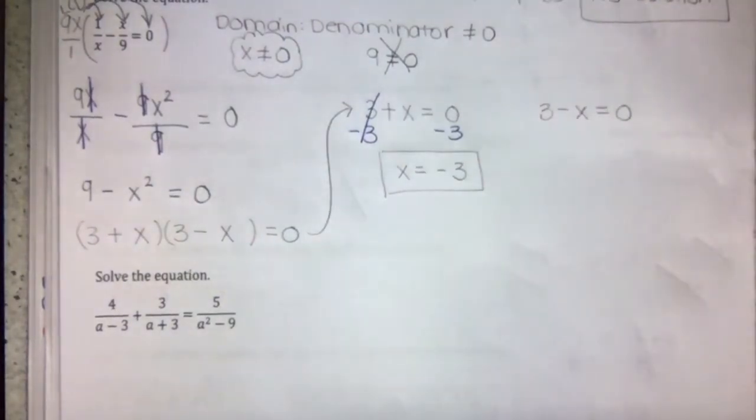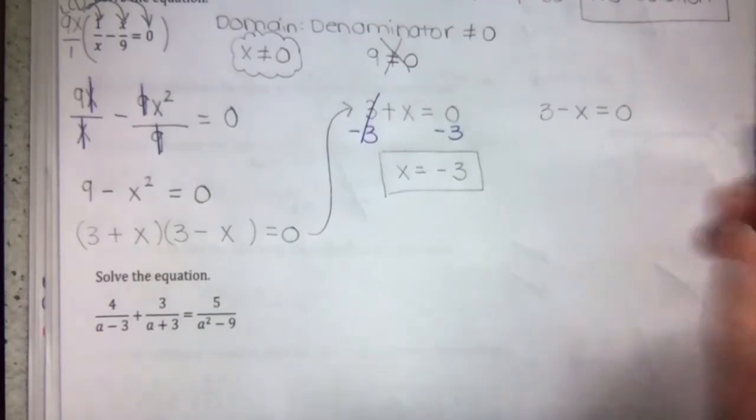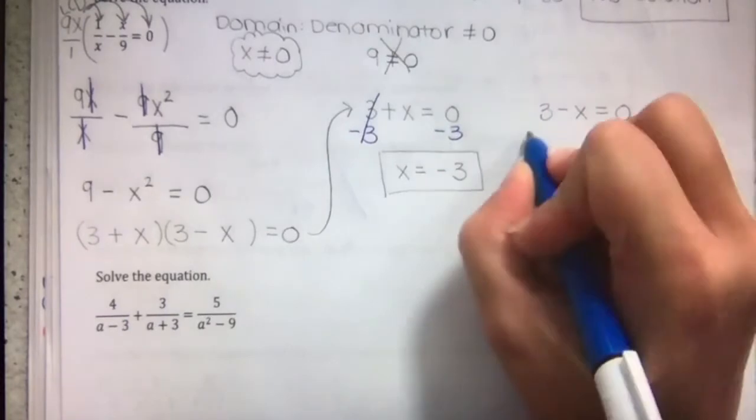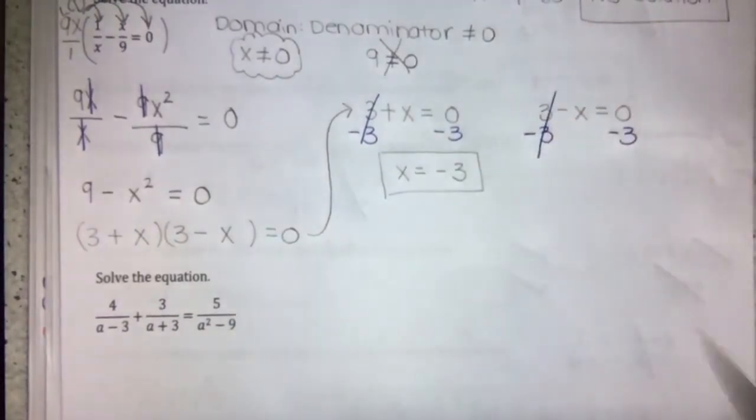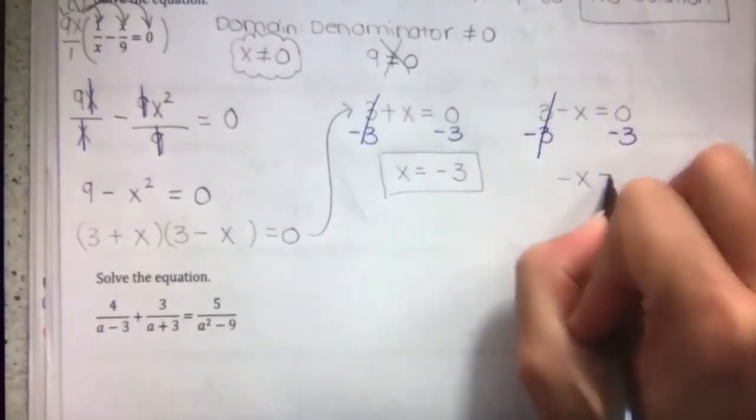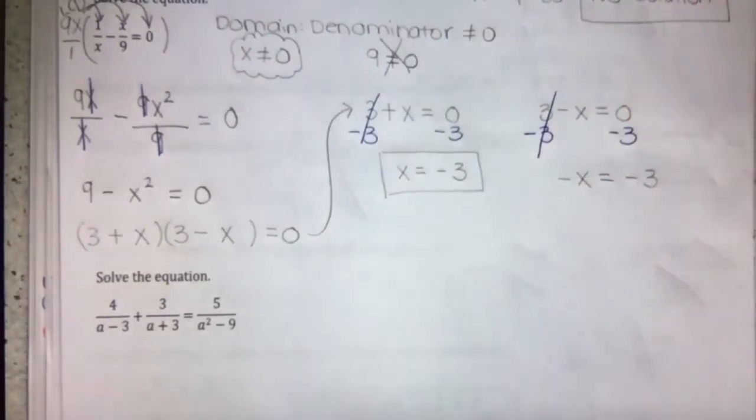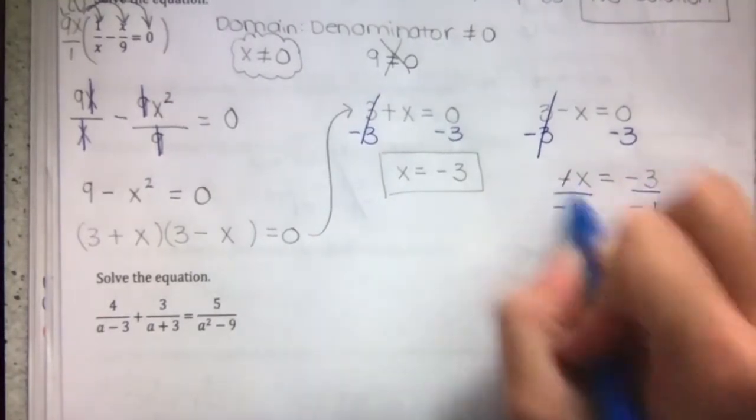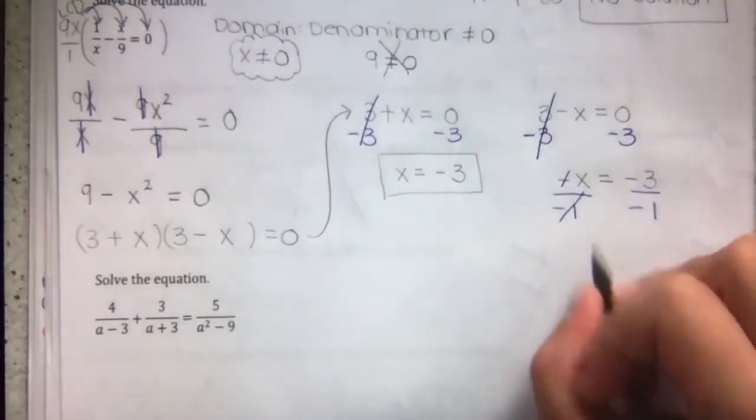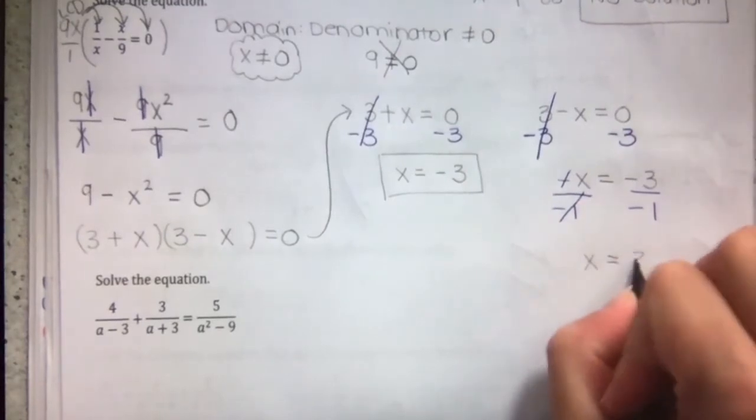Over here, we have 3 minus x equals 0. How would you get x by itself? Subtract 3. So 3 is positive, so to get rid of that 3, we can subtract 3 from both sides. So we have negative x equals negative 3. Then divide both sides by negative 1 to get rid of that negative. Perfect, thank you. And we are left with x equals positive 3.